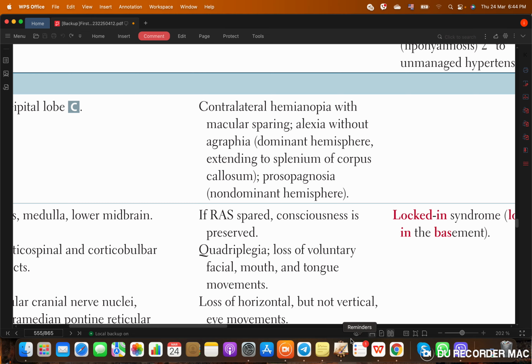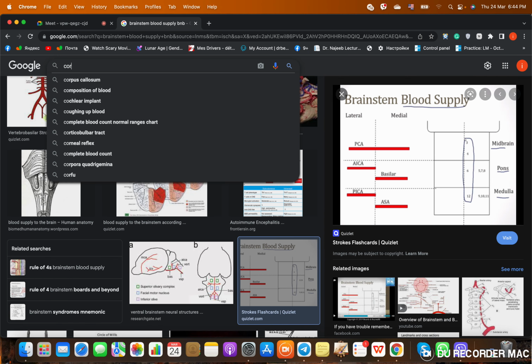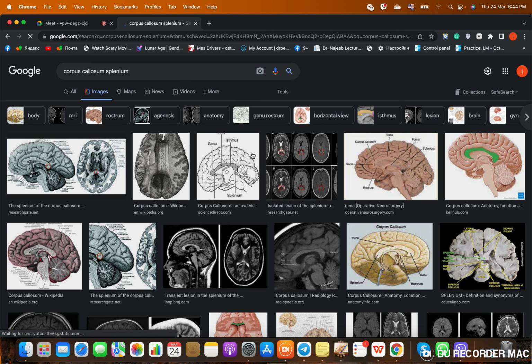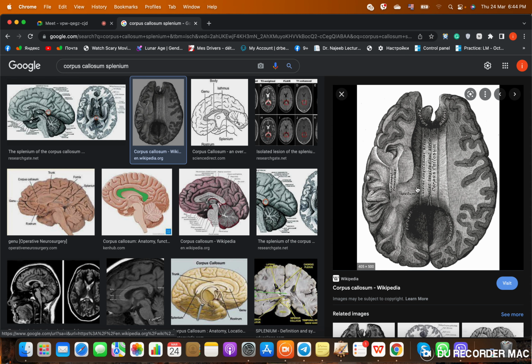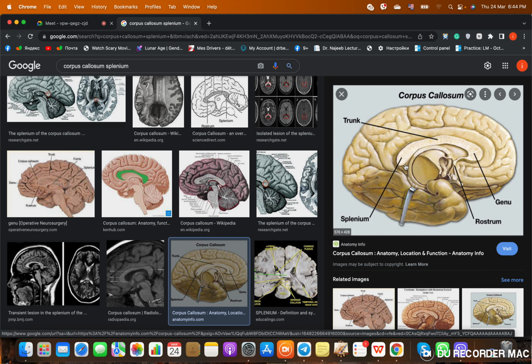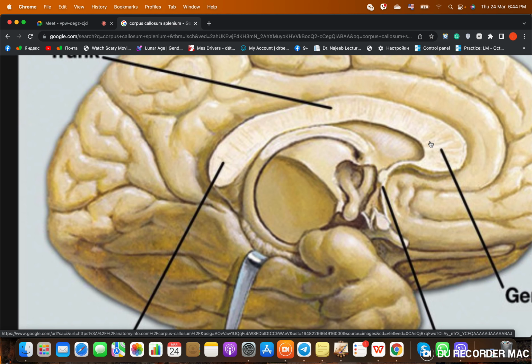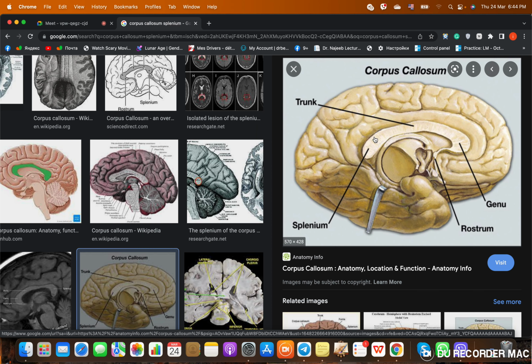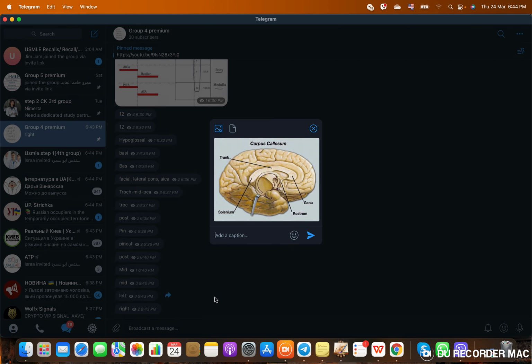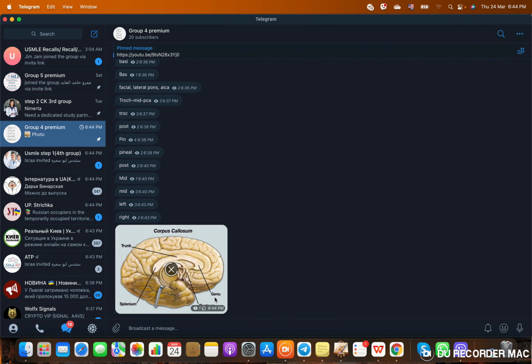What is the splenium of the corpus callosum? Basically, the corpus callosum itself, which is the connection between the right and the left hemisphere, has multiple portions in it. You can see the splenium, which is the posterior-most portion, the trunk, and the genu. Genu basically means a knee. You see how it looks like a knee. So yeah, the splenium will most likely be affected. Why? Because we are speaking about the posterior cerebral artery.